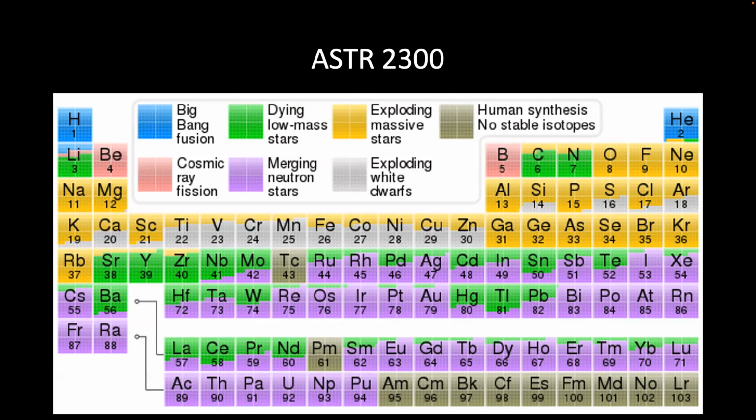Let's say I have some nice jewelry on. Where is the gold here? No, it's 79. AU right here, right? Where's that made? Merging neutron stars. What? That's pretty cool. Okay. And let's say I'm really interested in blowing some stuff up. Okay. Also merging neutron stars.